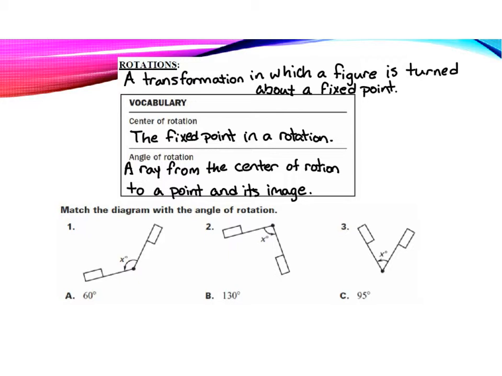So number 1 is answer B. And then number 2 almost looks like a right angle, so I'm going to choose 95. So answer C is that one. And then the last one is an acute angle. The only acute angle we have is 60 degrees, so the answer is A on number 3.